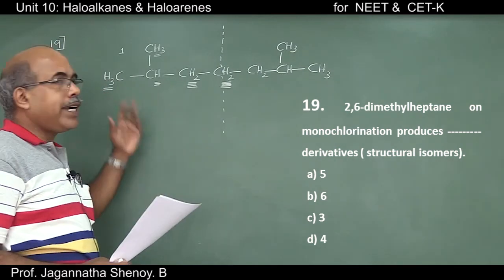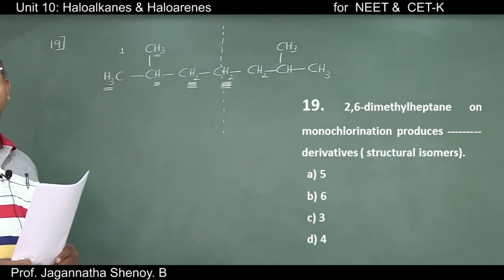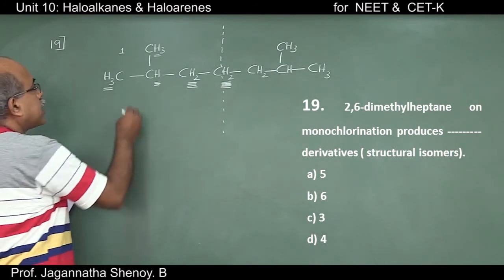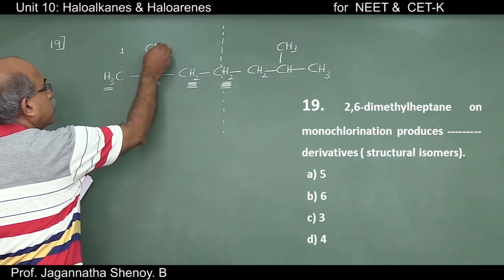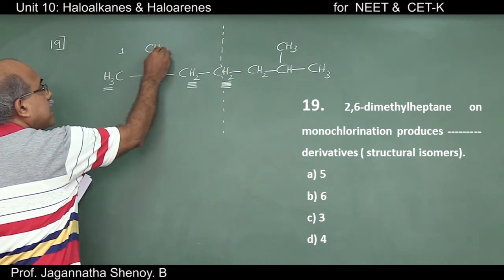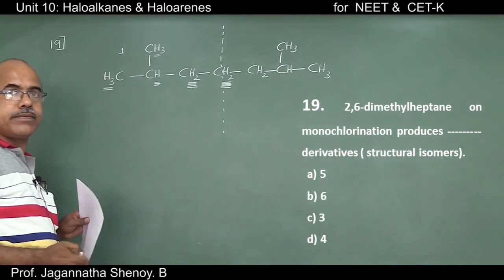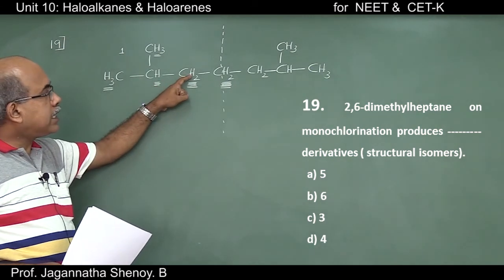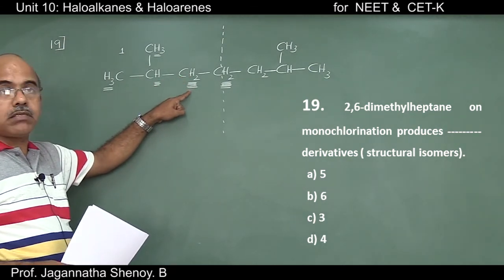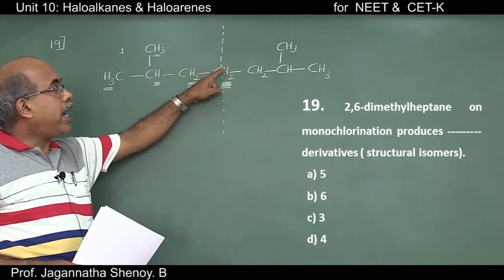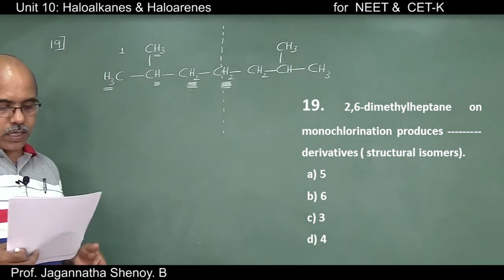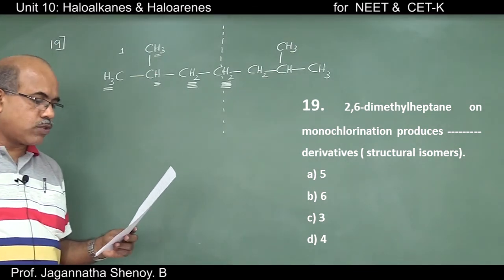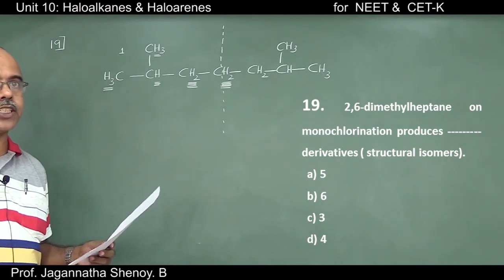So on one side I talk about monochlorination. So how many structural isomers are possible? You see, I can get 1 from this 2. If I replace one hydrogen atom either from this CH3 or this CH3, I'll get 1. If I replace this hydrogen atom, I'll get 2. If I replace this hydrogen atom by chlorine, I'll get 3. And if I replace this hydrogen by 1 chlorine, I'll get 4. So the question here is, how many structural isomers are possible by monochlorination?